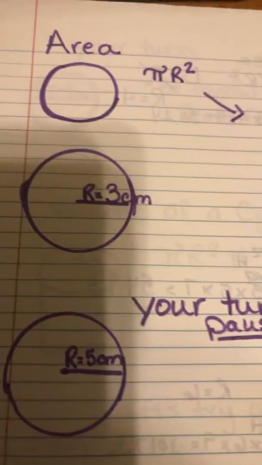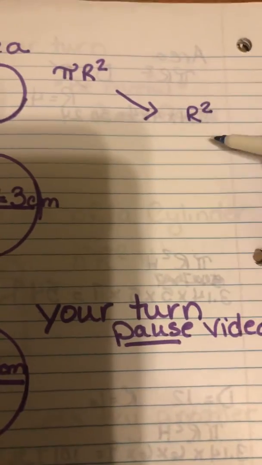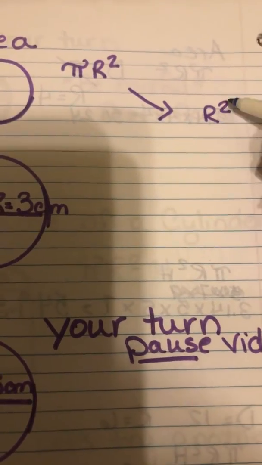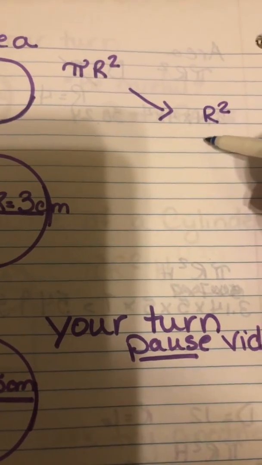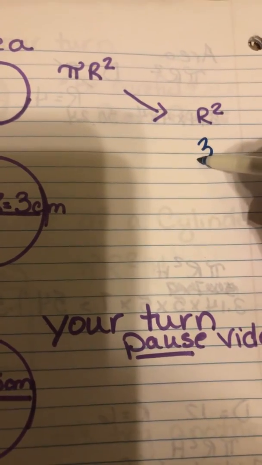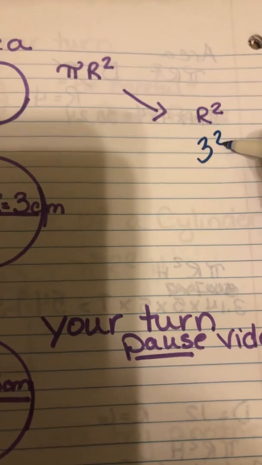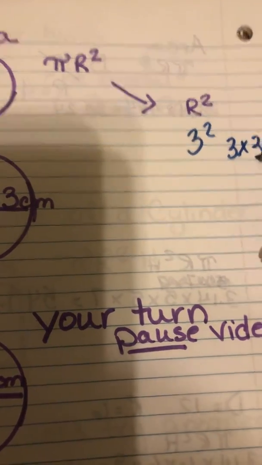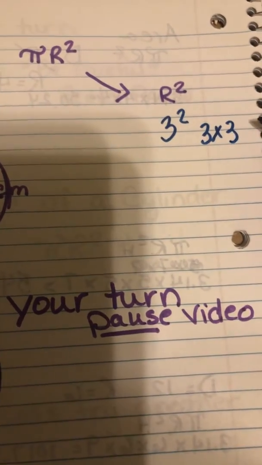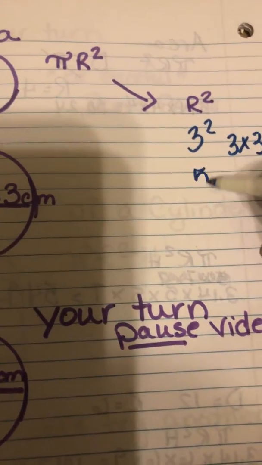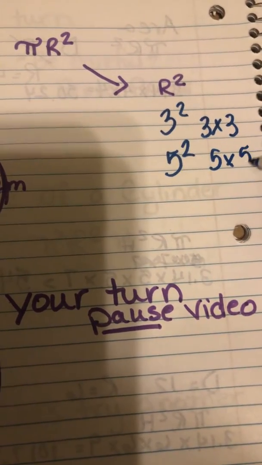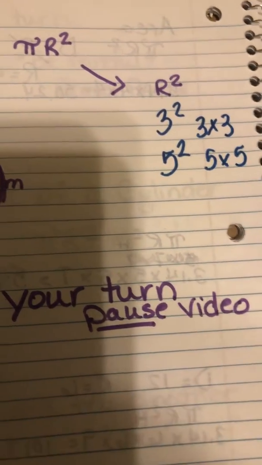So let's talk about r squared for a minute. For those of you that are new, r squared would mean whatever the radius is times itself. So for instance, if I had a 3 for the radius, 3 squared means 3 times 3. It does not mean 3 times 2. If I had a 5 for the radius, it would mean 5 times 5, not 5 times 2.